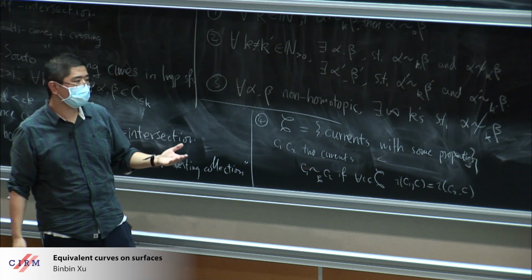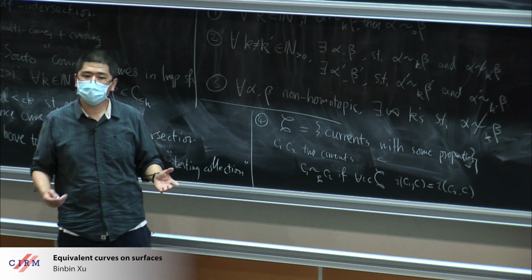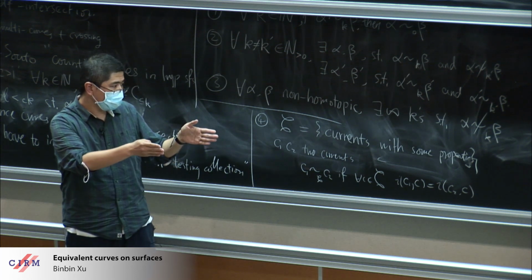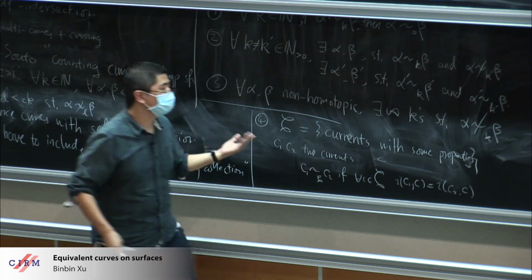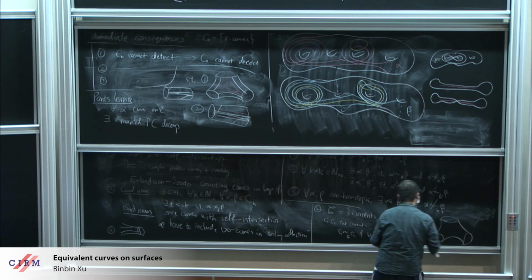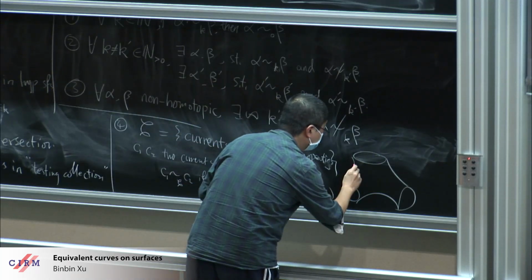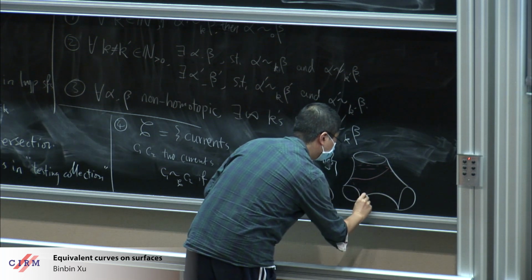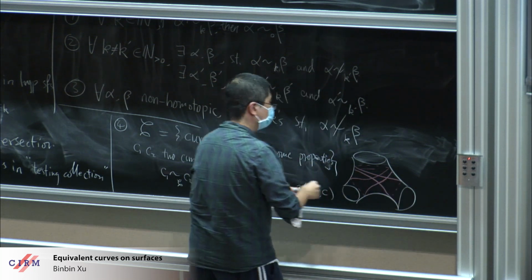And this actually gives us another equivalence relation called the length equivalence relation. Basically it means the two curves are length equivalent if and only if for any hyperbolic metric they have the same length. And these two relations exist, and I can show you one example. You can think about why this is the case as an exercise. This is the first part.